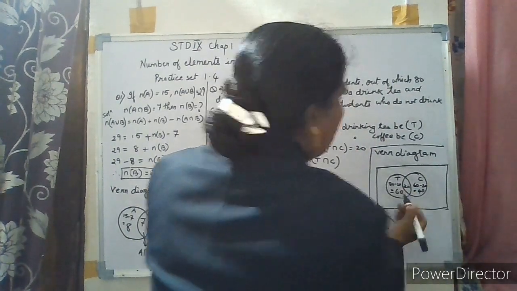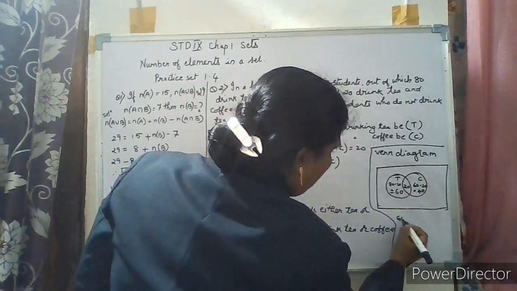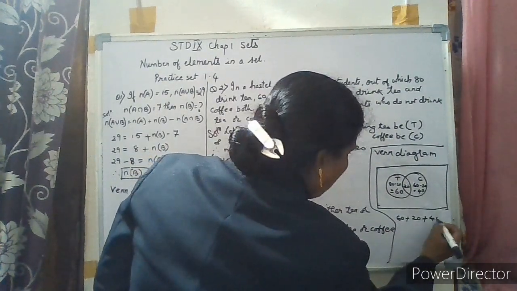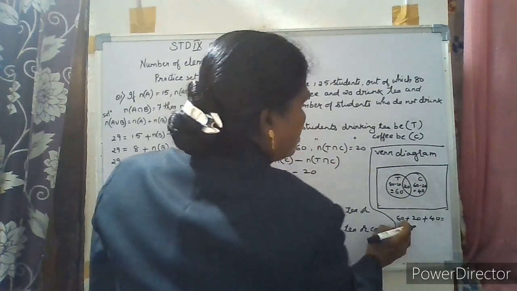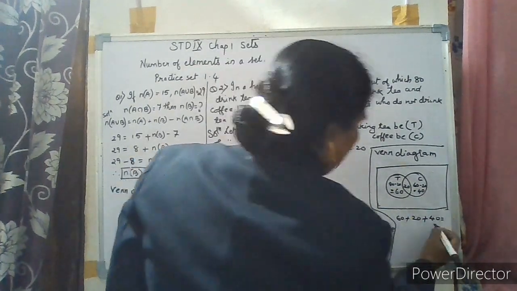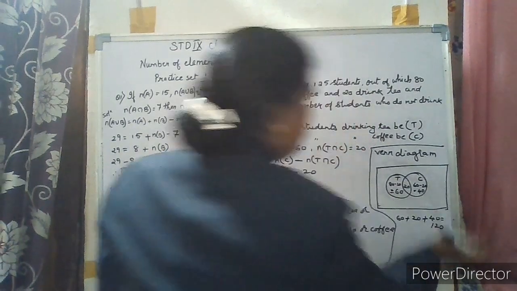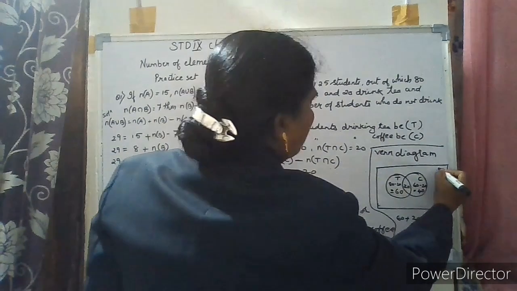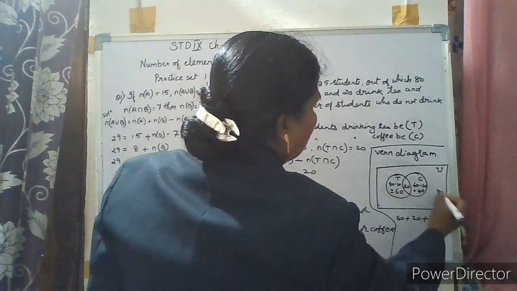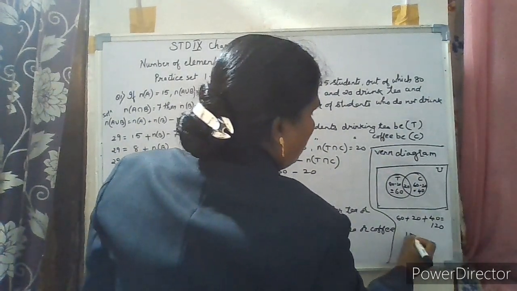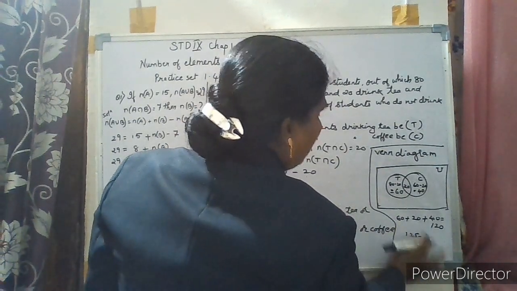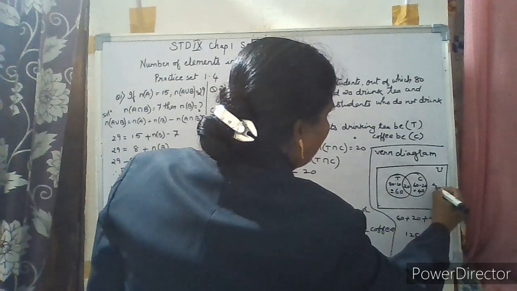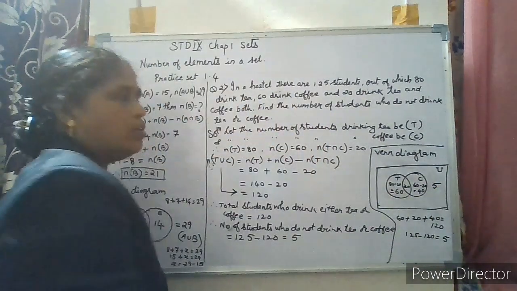Now this 60 plus 20 intersection plus this 40 is equal to how much? 40, 50, 60. 60 plus 60 is 120. This 120 is the union. Now 5 is left. This is the universal set. 125 minus 120 is equal to 5 left. This will come outside the circles.